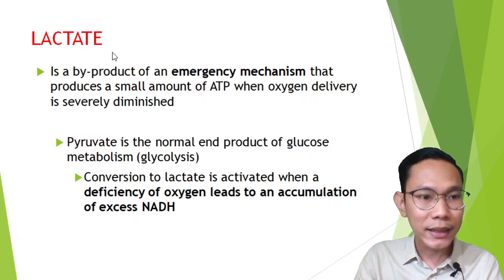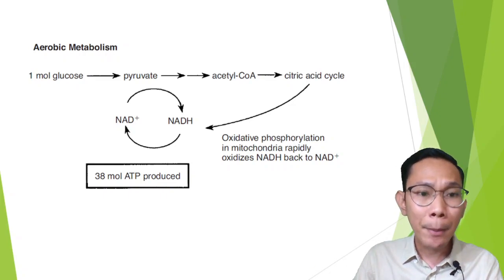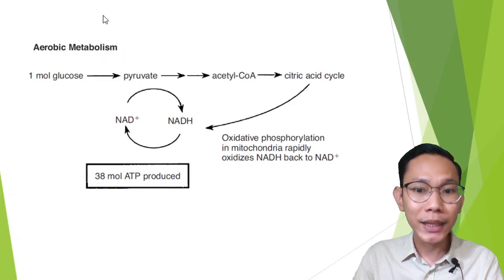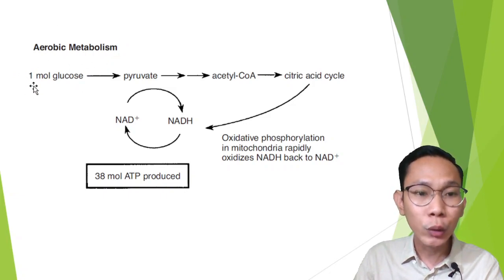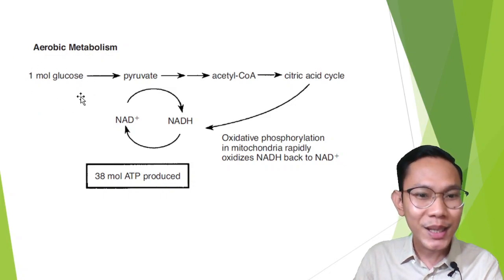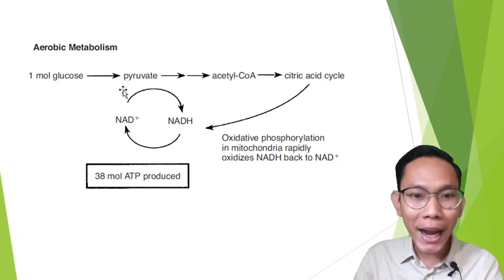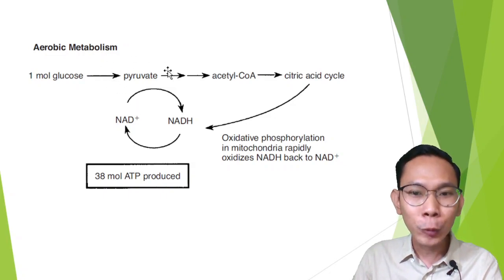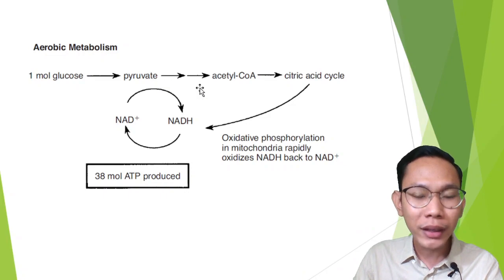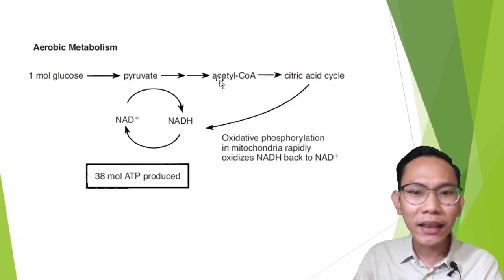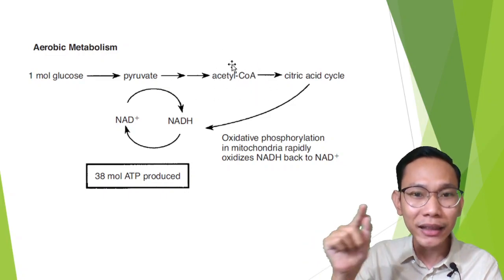So makikita natin sa diagram na to. Remember yung aerobic metabolism, ganitong nangyayari, right? Yung aerobic metabolism, di ba? Your 1 mole of glucose, anong nangyayari? By the process of your glycolysis, ano nangyayari? Nagiging pyruvate. Then your pyruvate to undergo citric acid para makapasok siya sa mitochondria, kailangan ma-convert ang pyruvate into acetyl-CoA. Kasi si acetyl-CoA lamang ang makakapasok sa ating mitochondria.